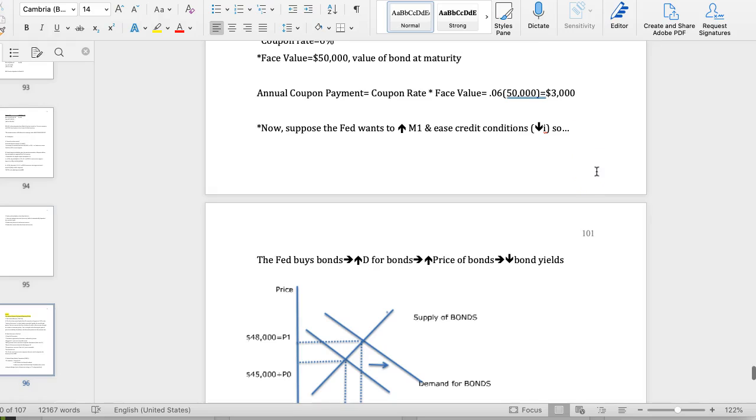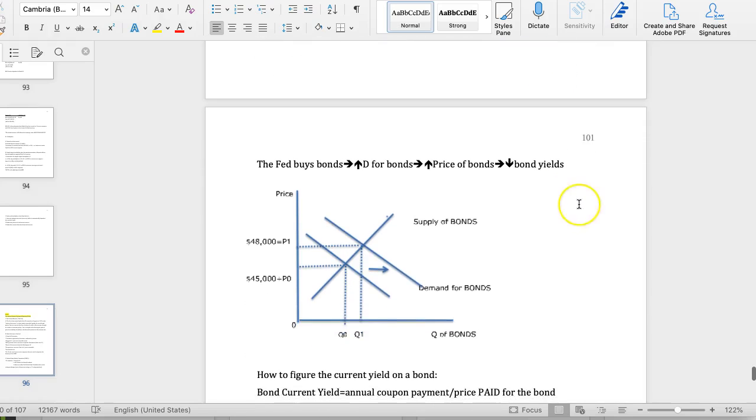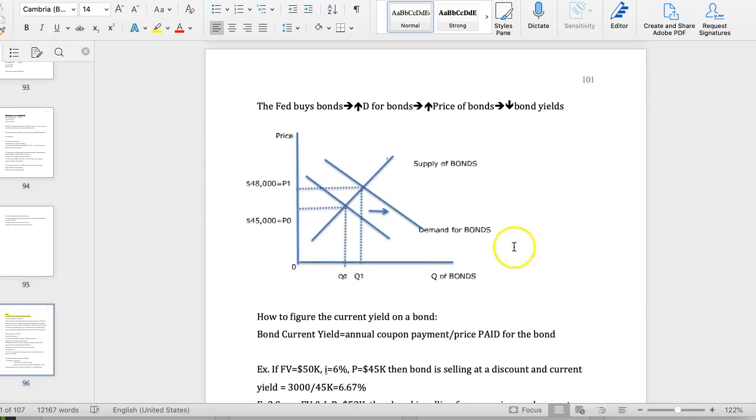So suppose the Fed now wants to increase M1, which is the money supply, and ease credit conditions. So that means they want the interest rate to go down. So they're looking for easy money. So what's going to happen? So here we have a graph. This is the quantity of bonds. This is the price of bonds.